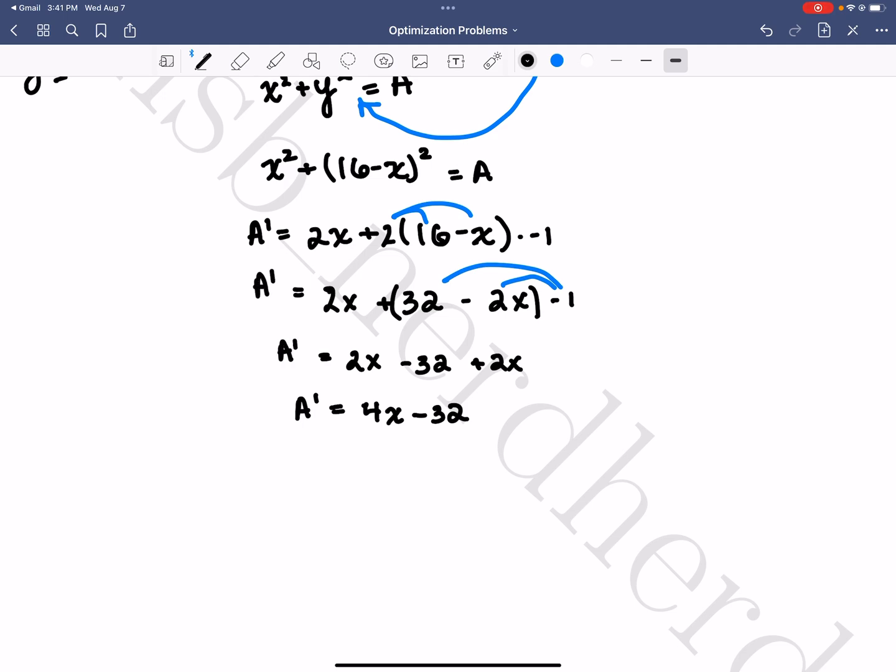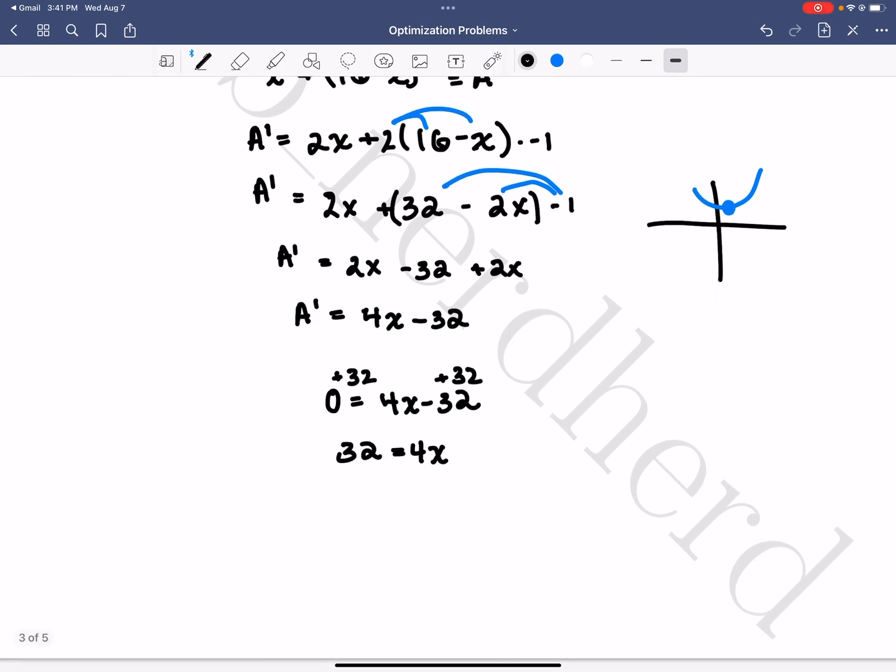Now, since we want to minimize, whenever we have a local minima or a local maxima on a graph, the derivative at that point is going to equal 0, right? So that's why we want to set this equal to 0. So now we have 0 equals 4x minus 32. We're going to go ahead and solve for x. Plus 32, plus 32. 32 is equal to 4x. Divide by 4, divide by 4, and we have x is equal to 8.